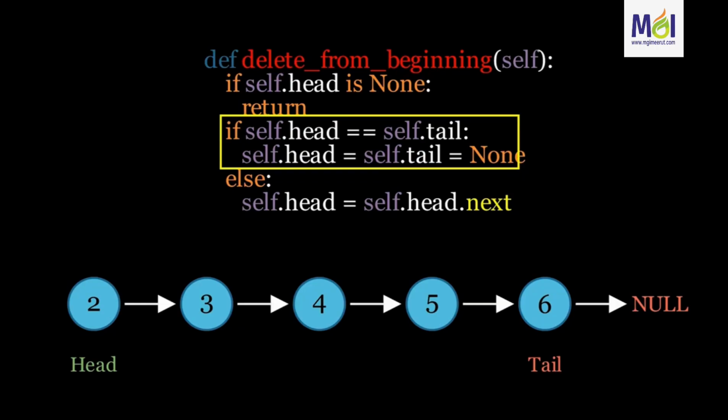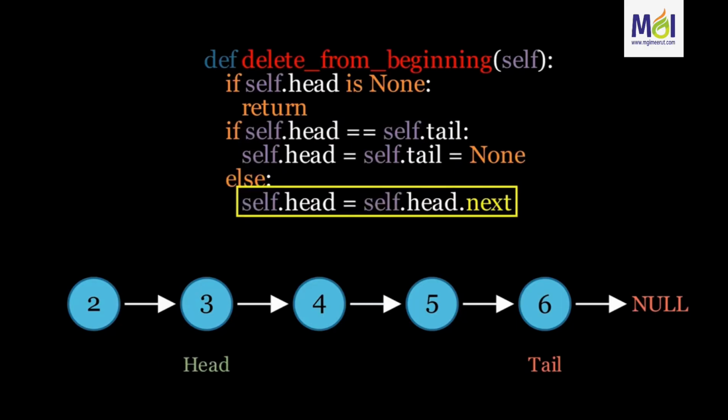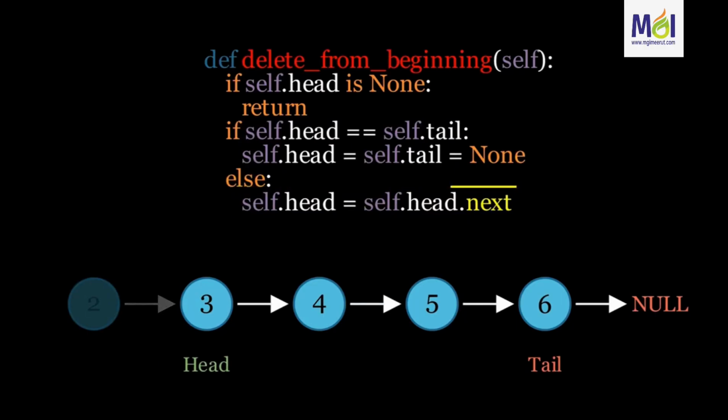If the list has more than one element, the algorithm will move the head pointer to the next element. Since we are using Python, we don't need to manually delete the first element because Python handles memory management automatically. However, in languages like C++, you would need to explicitly delete the node to free up memory.